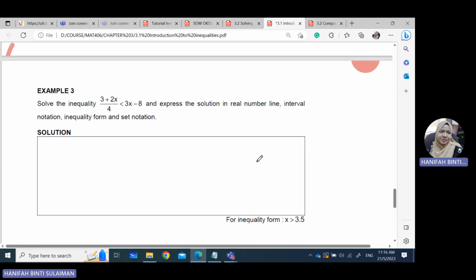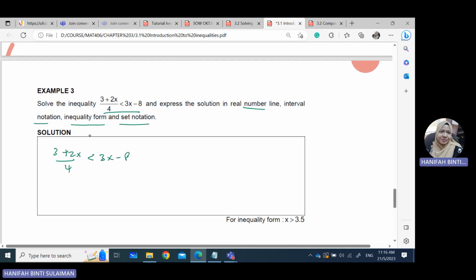Okay, so next solve the inequality 3/2 + 2x/4... (3 + 2x)/4 less than 3x - 8 and express the solution in real number line, interval notation, inequality form and set notation. Okay, so selesaikan yang ini. So we have (3 + 2x)/4 is greater than 3x - 8.